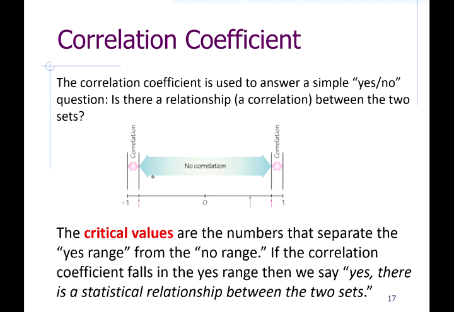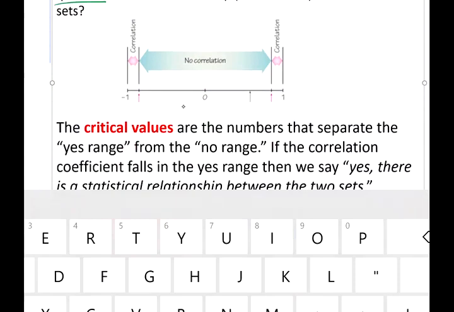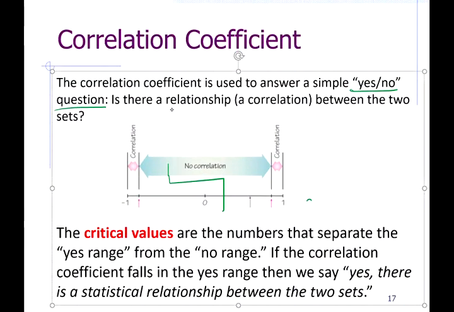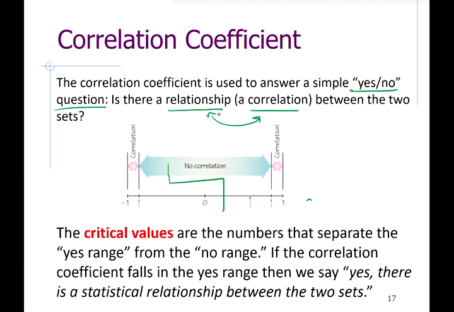And so basically, the correlation coefficient, and this is really important, this is the essence of the correlation coefficient. It's used to answer a simple yes-no question. Is there a relationship? Yes or no? The word relationship and the word correlation are sort of interchangeable. The proper statistical term is correlation. So when you calculate that value of r, if it's close to 1, then yes, there's a correlation. Or if it's close to -1, it doesn't matter if it's positive or negative. If it's close to +1 or close to -1, we say yes, there's a correlation. And if not, we say there's no correlation or no relationship.